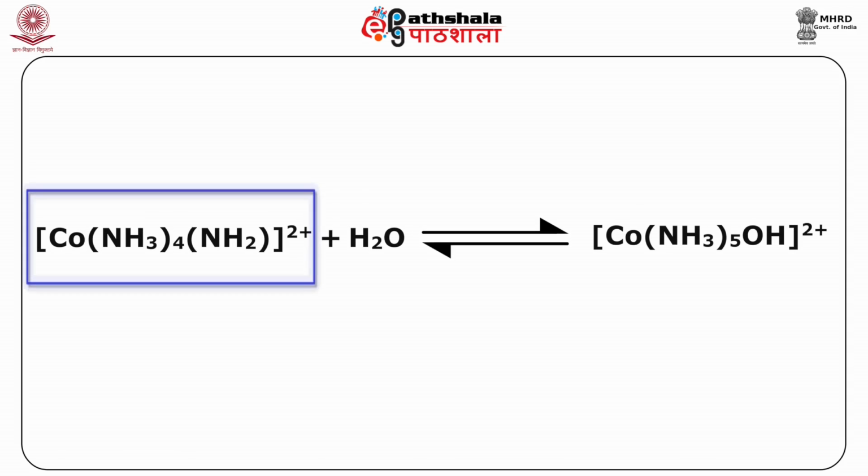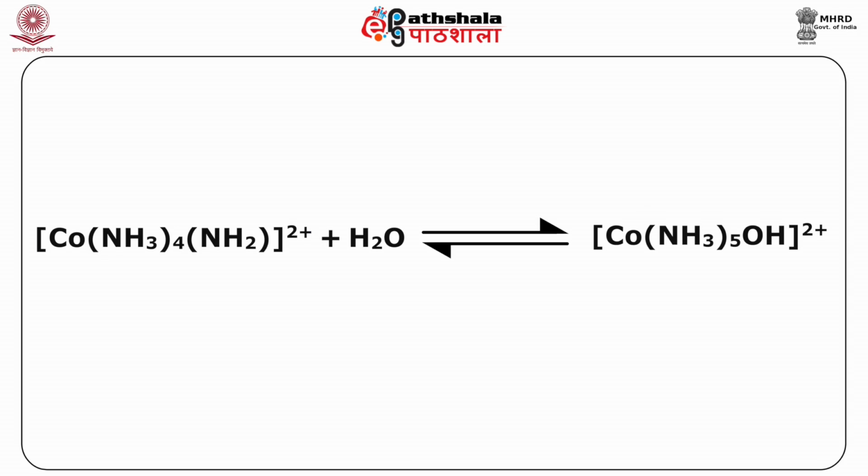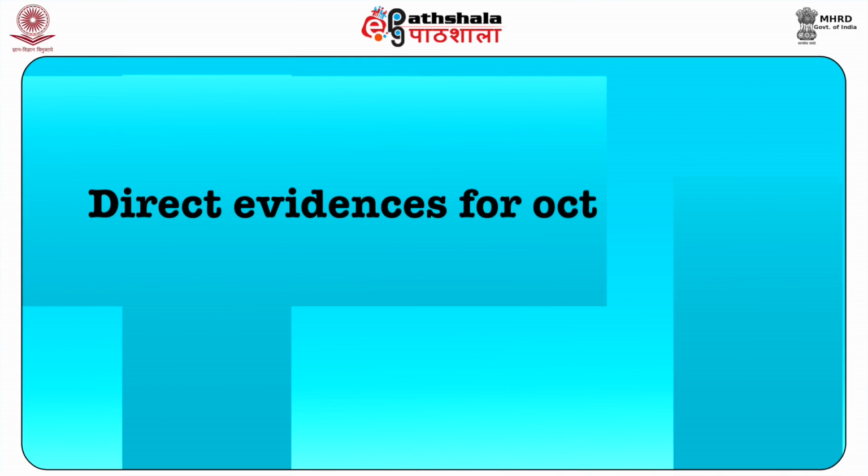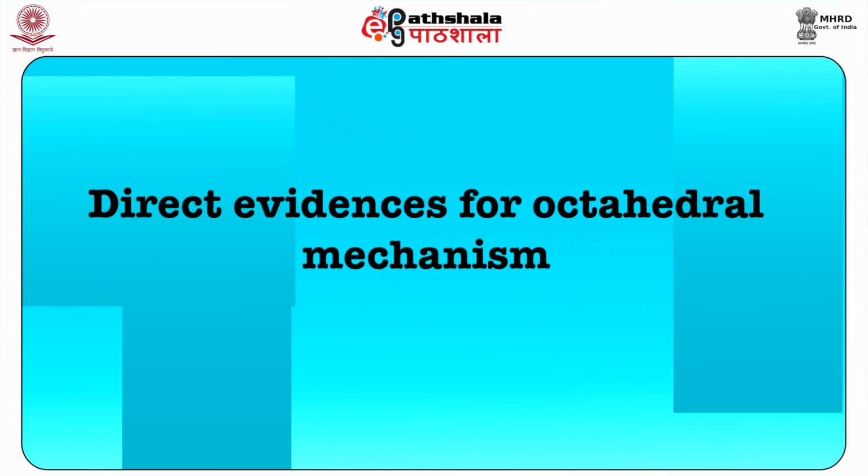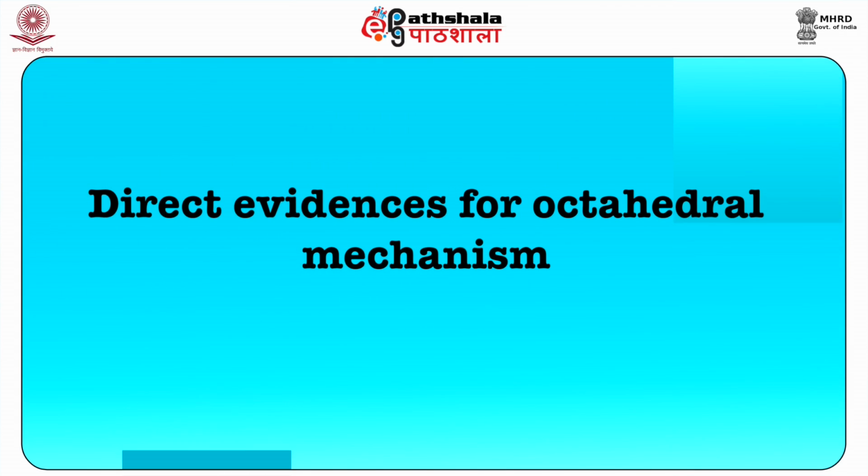The 5-coordinated intermediate species, after reaction with water, forms a final product of hydration, and the reaction is [Cu(NH3)4NH2]2+. When it reacts with water, it produces [Co(NH3)5OH]2+. Now let's go on to learn about the direct and indirect evidences in favor of the conjugate base mechanism.